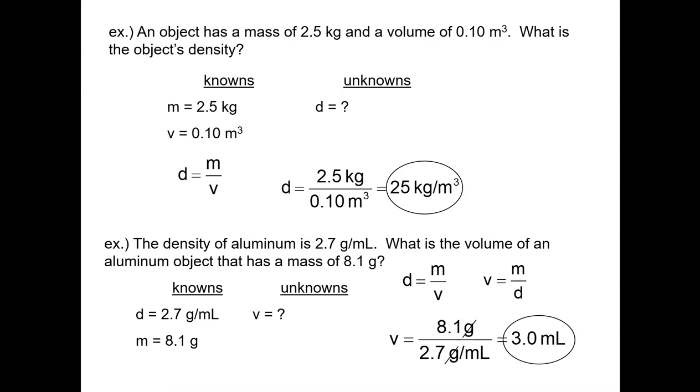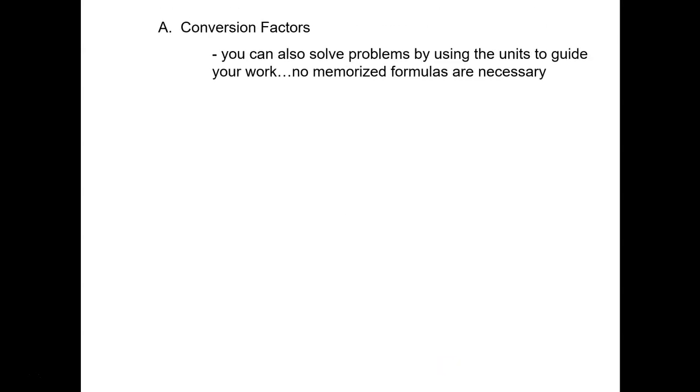Okay, so at this point, we have done 2 problems, and both of these problems have had a formula to use. They were both density type problems, so we used the density formula to solve for them. It's not always going to be that way. It's not always going to be a problem in which they're just going to lead you right into something you already know. So what if we need to solve a problem that doesn't have a formula? We're going to use the units to guide our work. And we're going to use something called conversion factors.